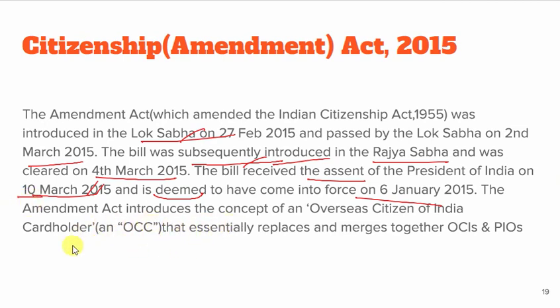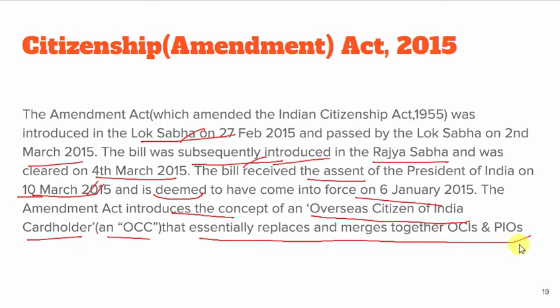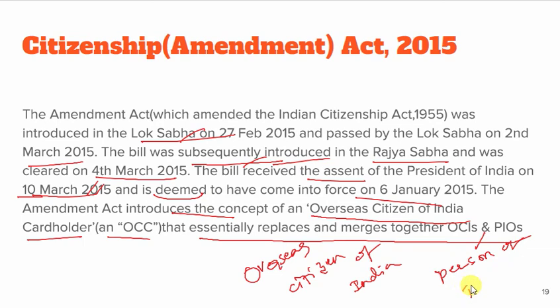Well, what exactly was this amendment act introduced for? The concept of overseas citizenship, or Overseas Citizen of India cardholder, which is OCC, essentially replaces and merges OCI and PIO. OCI is nothing but Overseas Citizen of India, and PIO is nothing but Person of Indian Origin. By combining both of these, the OCC concept was introduced through this act, which is nothing but the Overseas Citizen of India cardholder.